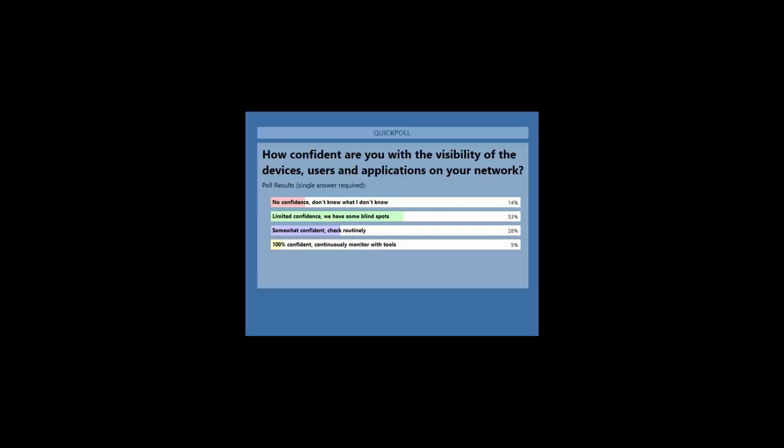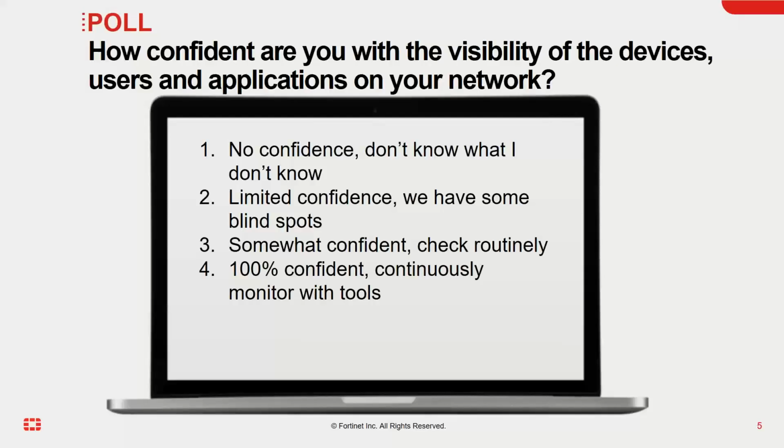Limited confidence, 53% of our audience chose that. For the third category, somewhat confident, 28% of our audience chose that. And there is a lucky 5% who said, I am 100% confident and continue to monitor with tools to maintain that visibility. I'm not a big gambler, but I would safely bet that 2 and 3 would have gotten the lion's share of the vote.